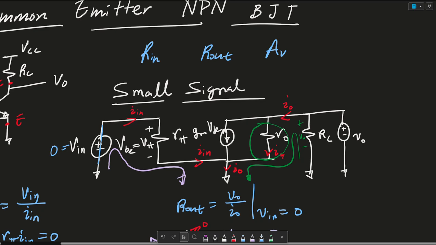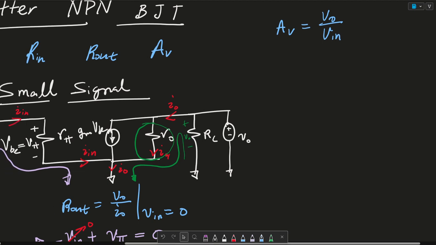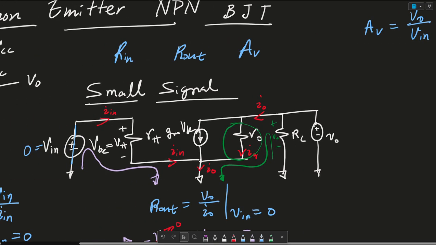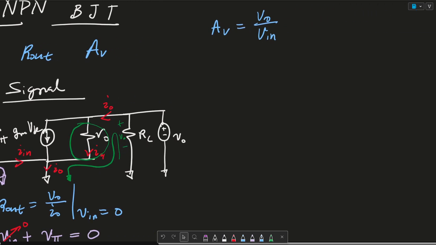So now let's find the gain. The gain AV. So we're going to write the AV gain here, and this is equal to VO over V in, or V out over V in. And again, we remove this constraint we had earlier of V in being 0. So V in is no longer 0, and we consider our equations again.